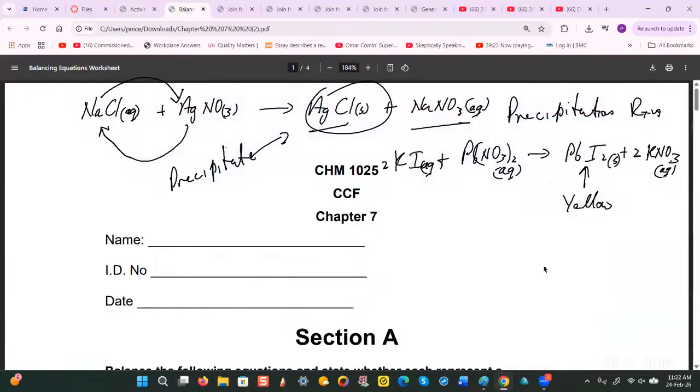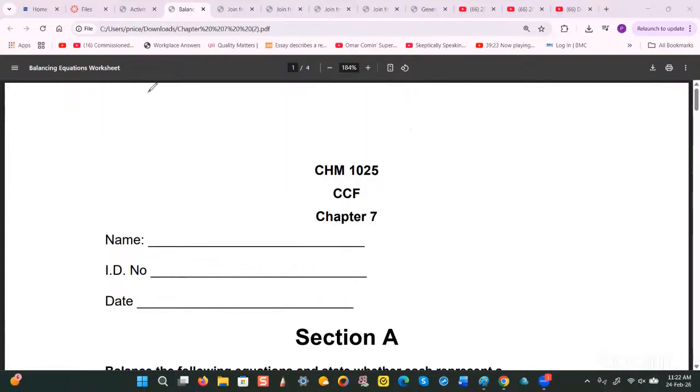Okay, now I want to give another example because sometimes things are not as straightforward as we would prefer. Let me clear this here. And this example I'm going to show you is a reaction between sodium bicarbonate, aqueous, and hydrochloric acid, aqueous.